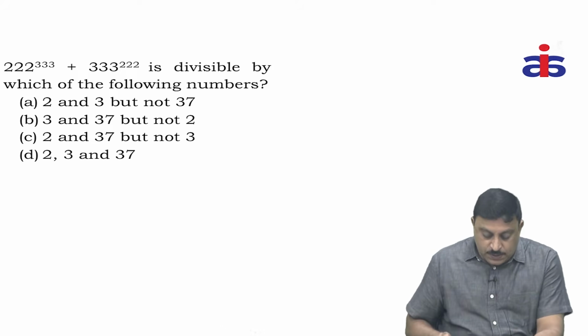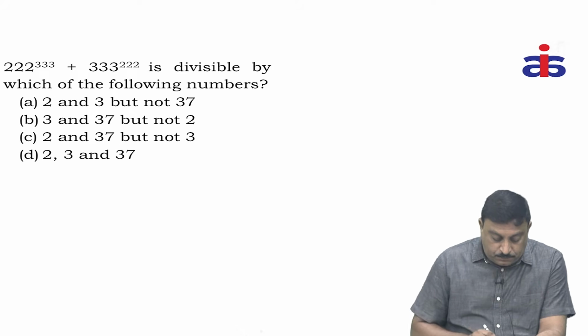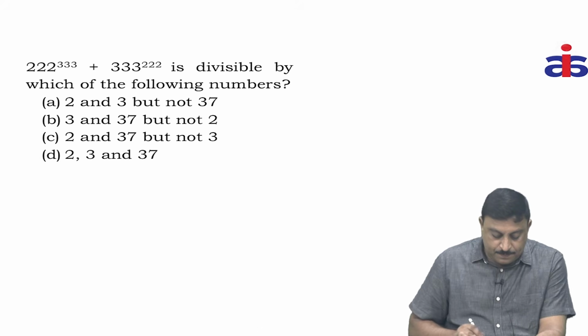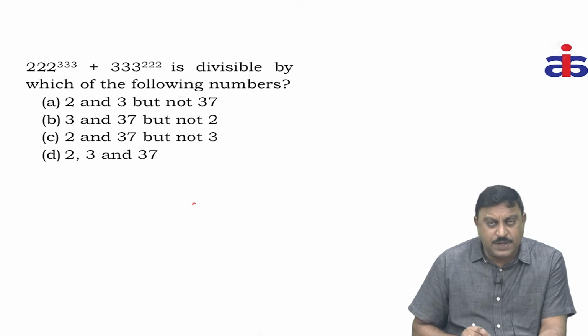Another number system question. Here they said 222 power 333 plus 333 power 222 is divisible by which of the following numbers. Right, it's a divisibility rule case, and here everybody has their own style. So divisibility by 2 means it should end with an even number, is it not?